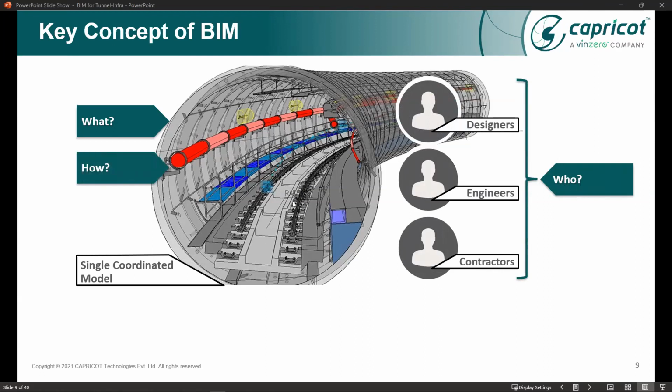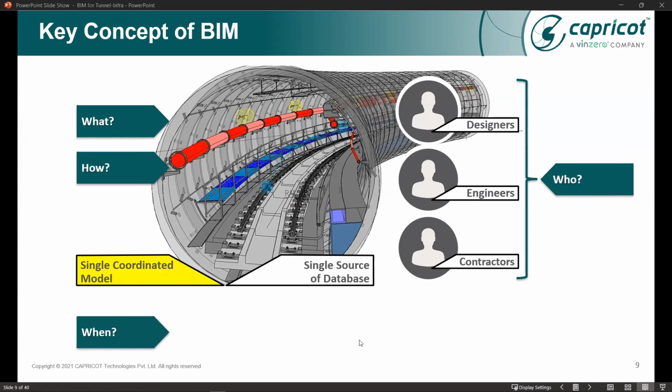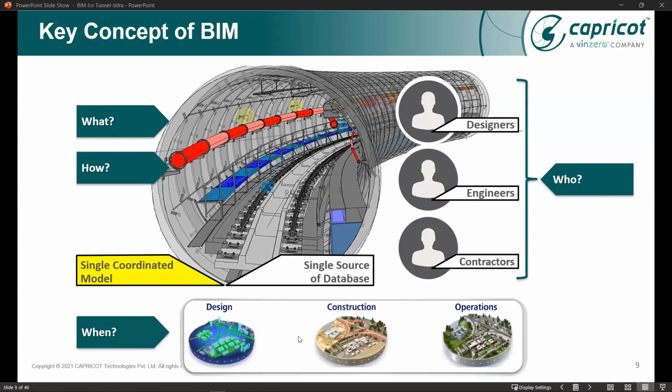Similarly, how does it work? The answer lies in the single coordinated model. It works because it's a single source of database for everyone. We call it the single source of truth. So my truth will be the same as the truth of any other team. Everybody would be on the same page and have the same version of the file, so the chances of data loss are minimized. And when can you work on it? Like I already mentioned, from the design stage to the construction stage, and post-construction for operation and maintenance also. The same BIM model can be used.